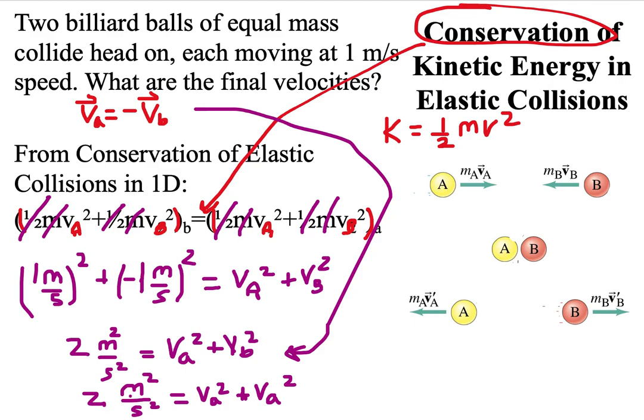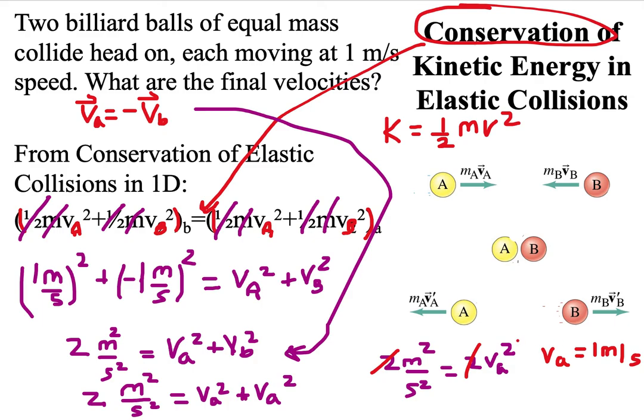So now we have 2 meters squared per second squared is going to equal 2 VA squared. 2 meters squared per second squared is equal to 2 VA squared. The 2's are going to drop right out. So you're left with VA squared, or VA, is equal to 1 meter per second.